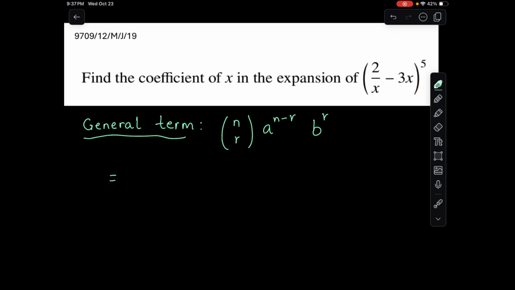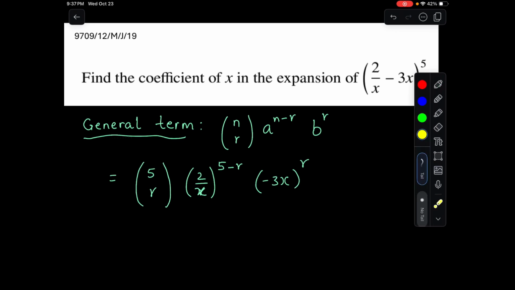So we can rewrite this as 5Cr, a to the power of 5 minus r, b to the power of r. So now we need to work out what would be the value of r so that we can calculate the coefficient of x.